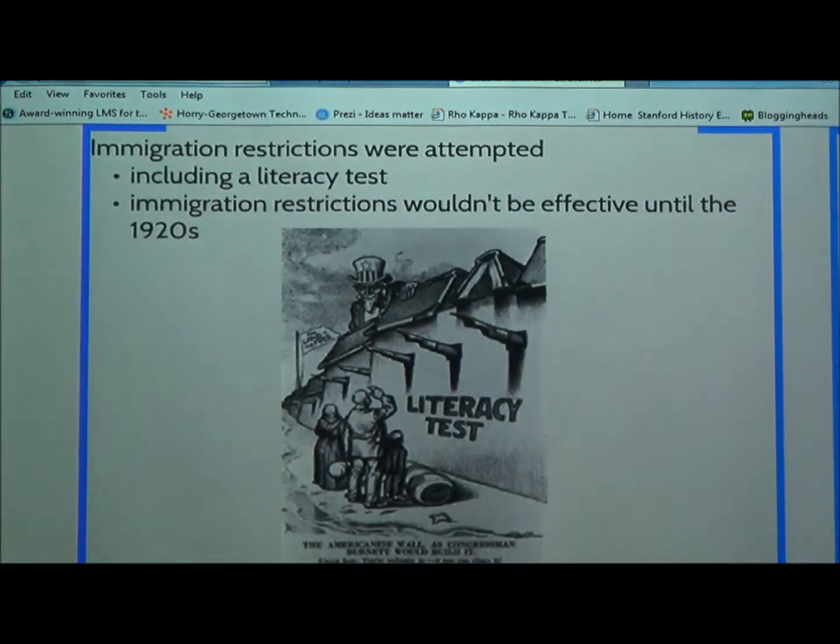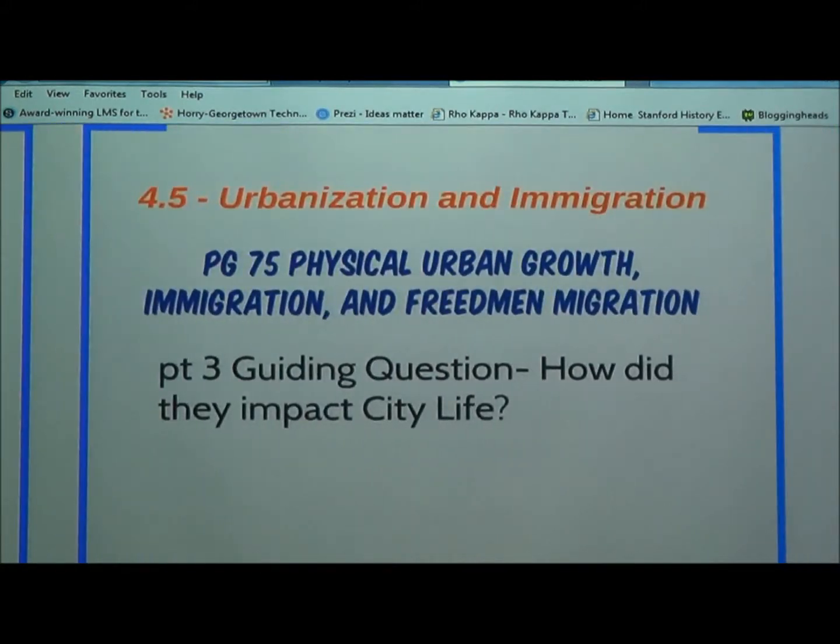There was an effort to restrict immigration, but it doesn't really take hold until the 1920s. I show you this cartoon because immigration restriction used similar tactics to Jim Crow in the South. Things like literacy tests. You have to pass a literacy test to get in. Some even were trying to argue for a tax. If you wanted to immigrate to the country, you had to pay a tax, trying to keep those poor people out and keep those that were not English speakers out. So our modern issues over immigration have their roots all the way back in this era.